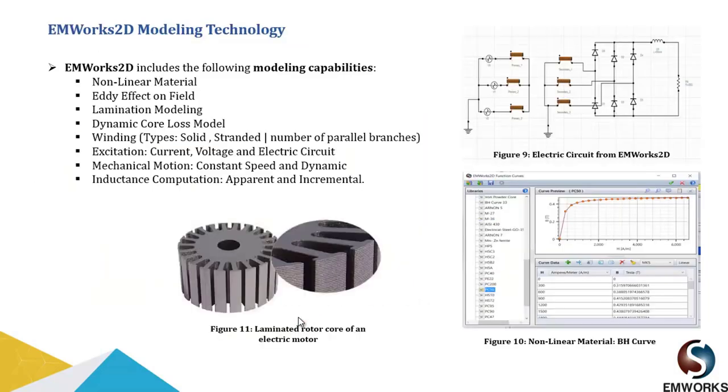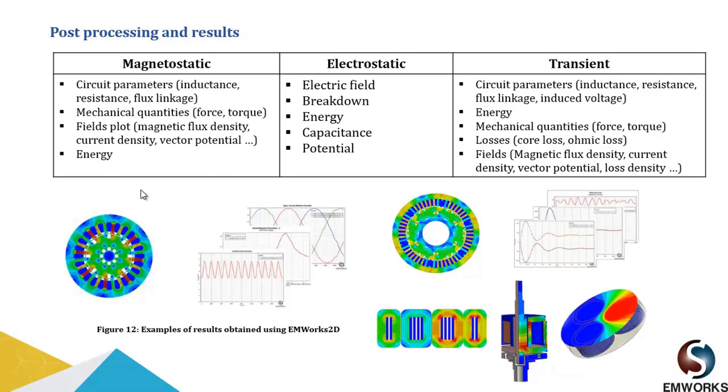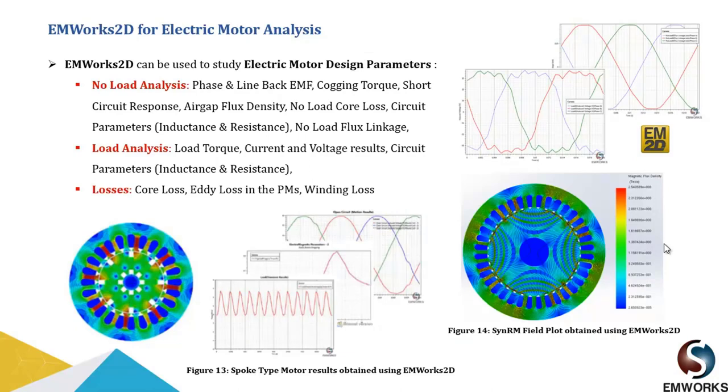Among EMWorks2D capabilities, we can mention the capability to handle nonlinear materials, the dynamic core loss model, excitations, as well as inductance computation, etc. With such capabilities, EMWorks2D has different output results, and you can mention for the transient solver, as an example, the circuit parameters computation, the mechanical quantities such as the force and torque, the fields, and also the losses. If used to study electric motors, whether under no-load or on-load operation, results such as back EMF, cogging torque, air gap flux density, load torque, or core loss are given after running the studies.